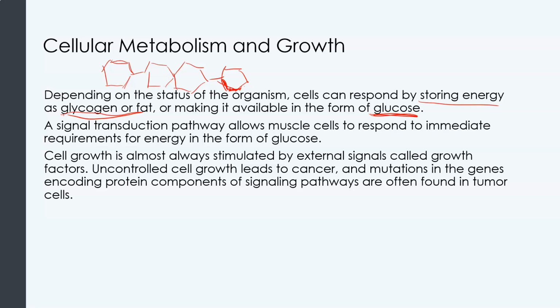So a signal transduction pathway allows muscle cells to respond to immediate requirements for energy in the form of glucose. It allows these muscle cells to break down glycogen and remove glucose from the glycogen, or remove glucose from the blood and store it as glycogen, depending on what is needed. And liver cells can do the same thing.